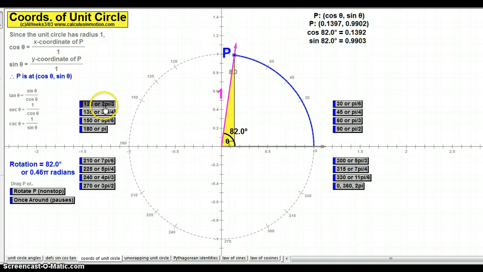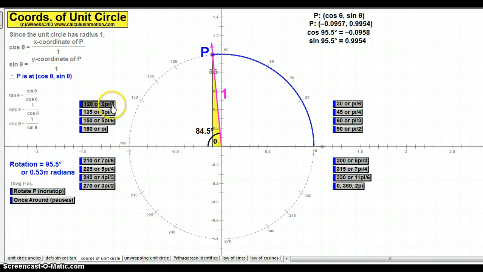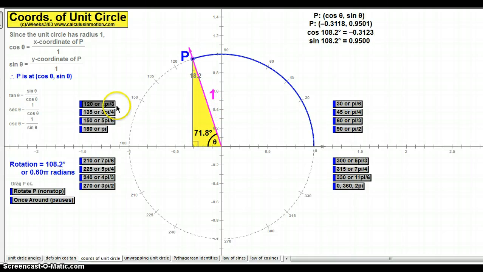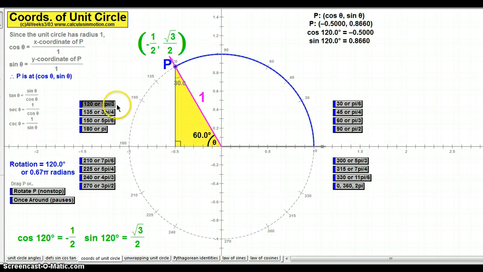The same reference angle, since we're still dropping a perpendicular down to the x-axis. That reference angle is still 60 degrees. We're still looking at a cosine value of 1/2, but since we're in the second quadrant, we're now at negative 1/2. Square root of 3 over 2 is our sine value.